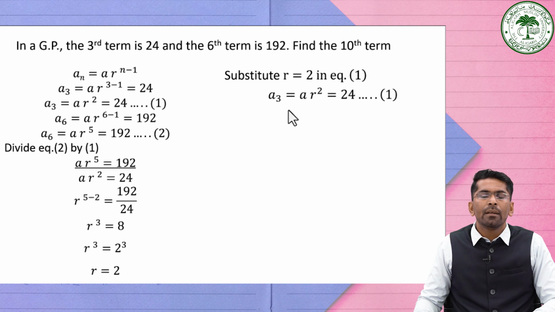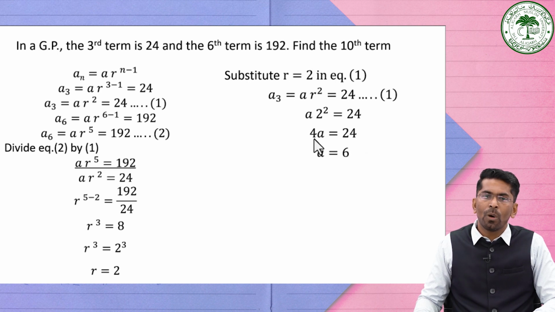Then see here, the 3rd term, that is ar square, is equal to 24. We know r, so substituting r is equal to 2, then a into 2 square is equal to 24. So it is 4a equal to 24. Dividing both sides of the equation by 4, we get 24 divided by 4, which is 6. So the first term of this geometric progression is equal to 6.